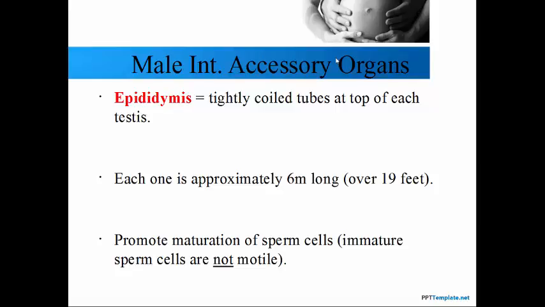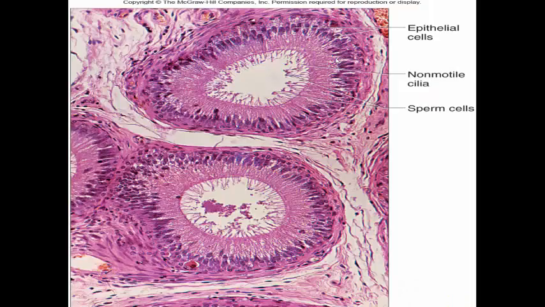And this is where sperm cells go to mature, because immature sperm cells are not motile. They can't swim or move on their own. They have to go to a place and mature first. So sperm cells are made in the seminiferous tubules, but then go to the epididymis to mature and then wait to be ejaculated out. This is how the epididymis would look in cross-section. If you look closely here where these arrows are, these are the sperm cells that are maturing right in here. Same thing down here.